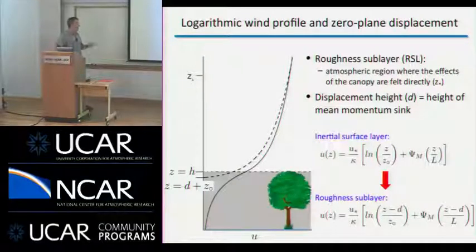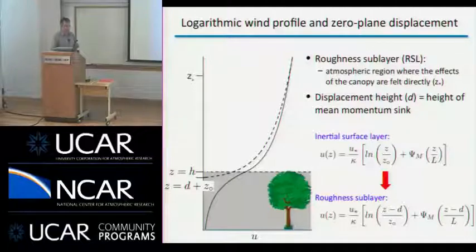at the surface. And so that's if there's no trees, and the large-scale models take that understanding and just physically shift the mean momentum sink up to some physical height in the trees through a displacement height. So they don't change the fluid mechanics, they don't change anything, but physically shift the height at which the momentum is absorbed to someplace in the middle of the canopy.